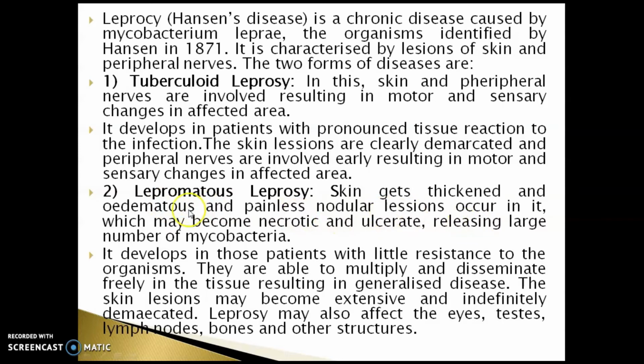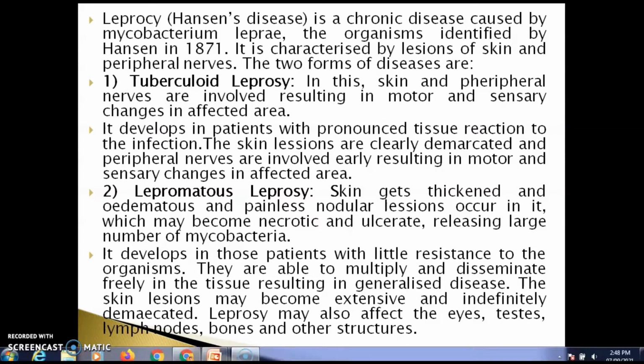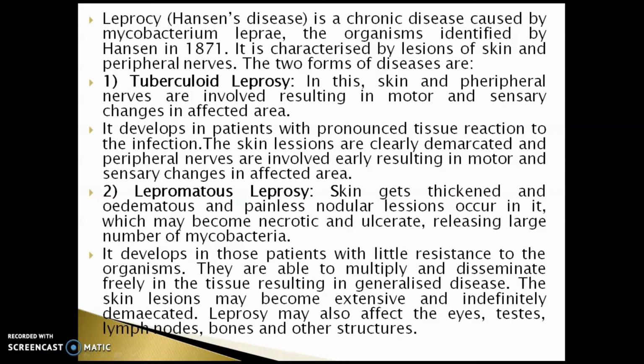Skin gets thickened and oedematous and painless nodular lesions occur in it, which may become necrotic and ulcerate, resulting in a large number of mycobacteria. It develops in those patients with little resistance to the organisms. They are able to multiply and disseminate freely in the tissues, resulting in generalized disease. The skin lesions may become extensive and indefinitely demarcated. Leprosy may also affect the eyes, testes, lymph nodes, bones and other parts of the body.